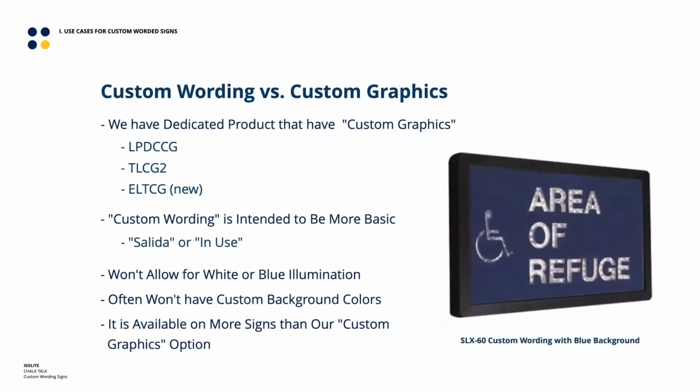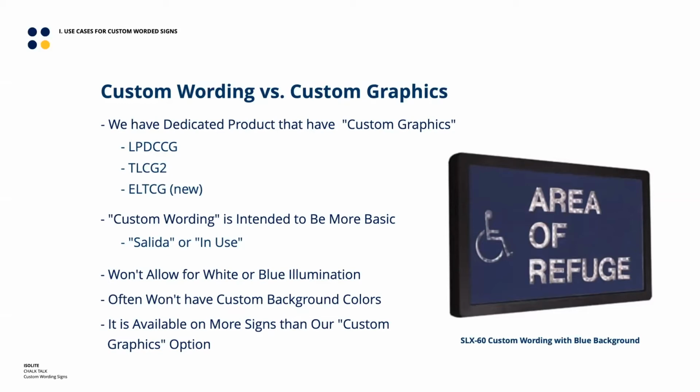With that said, I do want to draw a distinction between what we would traditionally call custom wording and custom graphics. Custom graphics means we have a dedicated product for it. So the LPDC, the TLCG2, and the ELTCG, which is a new model number. I'm going to break off the custom graphics functionality from the traditional ELT sign and make a dedicated model number for it, just because it's one of the sources of frustration and confusion in ordering. So you'll see that spec sheet coming out very soon.